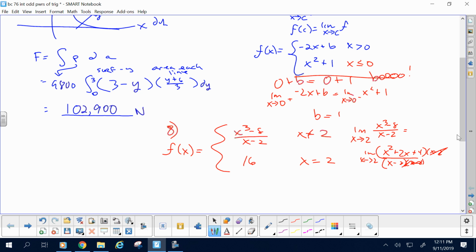Why did I have 2 of those? All right, so x squared plus 2x plus 4 evaluated at 2 is 12. Did they fill the hole?